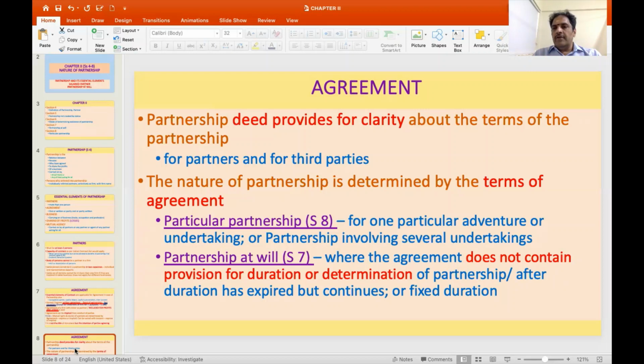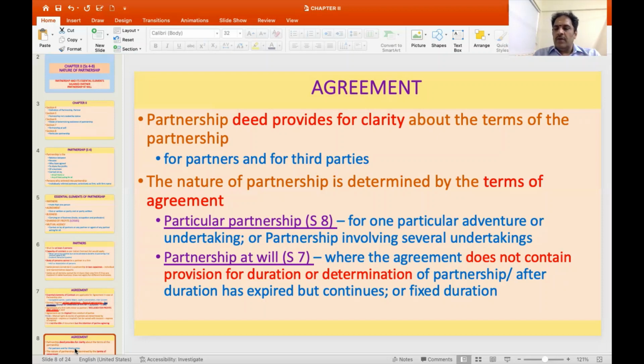Then whether the partnership is for a particular time and whether there is a mechanism of determining or ending this partnership, if that is provided for either in the form of a duration or a mechanism of closing, then that partnership will not be treated as a partnership at will. But where the agreement does not contain any provision for duration or determination of partnership, or if it continues beyond the duration, then it will become a partnership at will. So you could have a partnership agreement indicating a fixed duration or a fixed event.